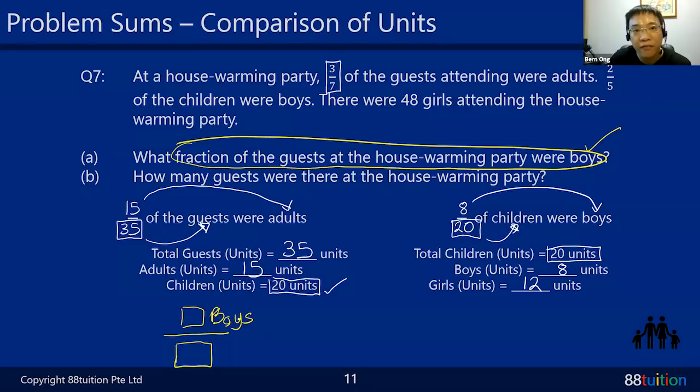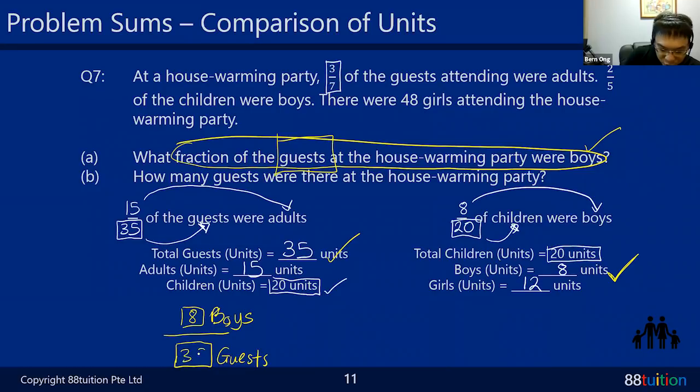What fraction of the guests? Guests is what? The total. So the fraction wants the boys over the guests. So boys got how many units? Boys got 8 units. Guests got what? 35 units. So your answer will be what? For part A, the answer, the fraction is actually 8 over 35. So 8 over 35 represents the boys.